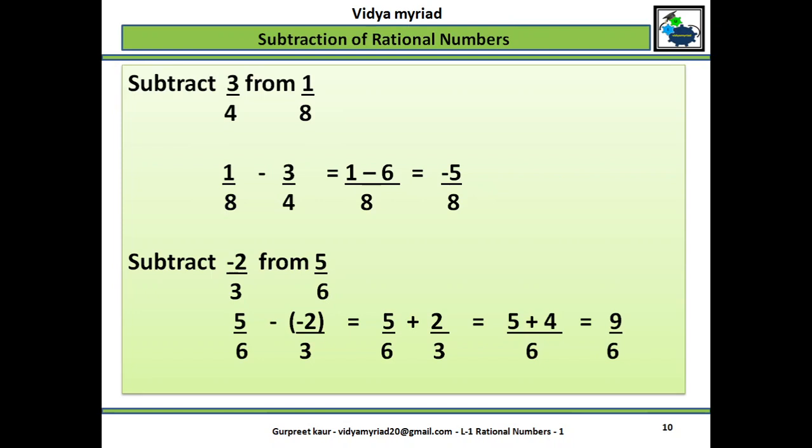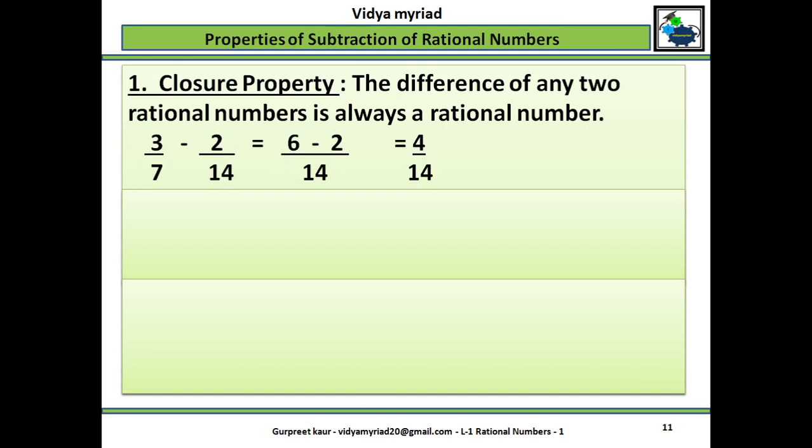Now here also there are certain properties similar to addition, like we have closure property in addition, that when I add two rational numbers, my answer will also be a rational number. Same way when I subtract two numbers, then also my answer will be a rational number. Now here 3 upon 7 and 2 upon 14 are two rational numbers. My answer comes to 4 upon 14, that is also a rational number.